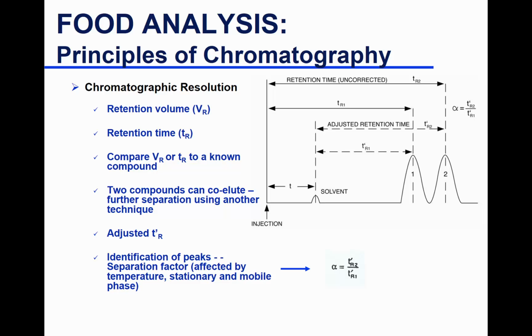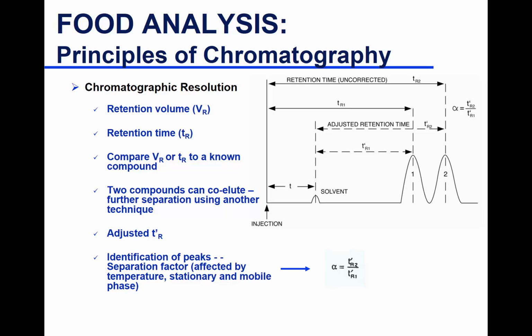Identification of peaks is based on something called the separation factor. The separation factor, or alpha, is the relative retention time of peak 2 to peak 1. The higher the alpha, the better the separation. This means the longer the distance between this and this in terms of time, the better the separation. Alpha gets smaller when these two peaks lose resolution. That means when they come closer, they're not separating.